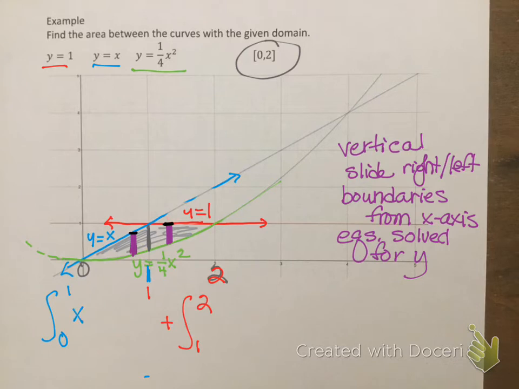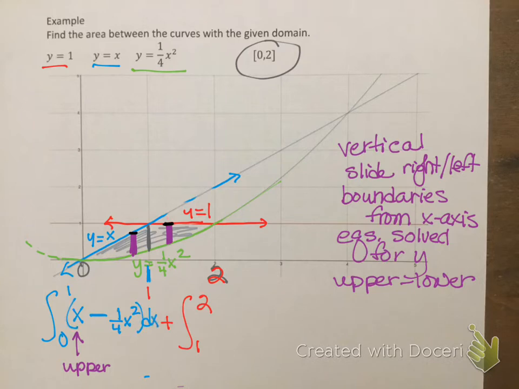That's at the top. Remember, it's upper minus lower. Let's write that down too. Upper minus lower. So here's upper. The upper curve is y equals x. The lower curve is 1/4 x squared.